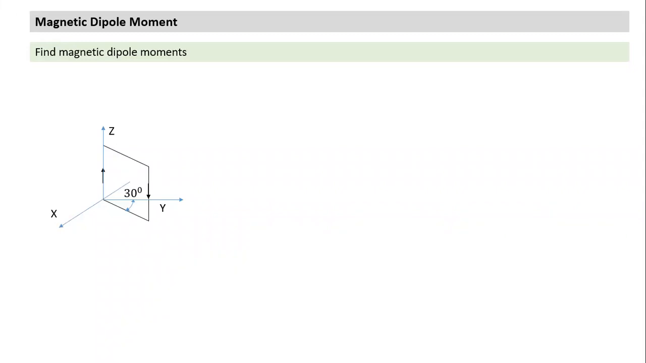Any current carrying loop is a magnetic dipole. So what is necessary? It has to be a loop and it has to be carrying current. And the magnitude is equal to NIA, number of turns into current into area. And the direction is given by the right hand thumb rule.